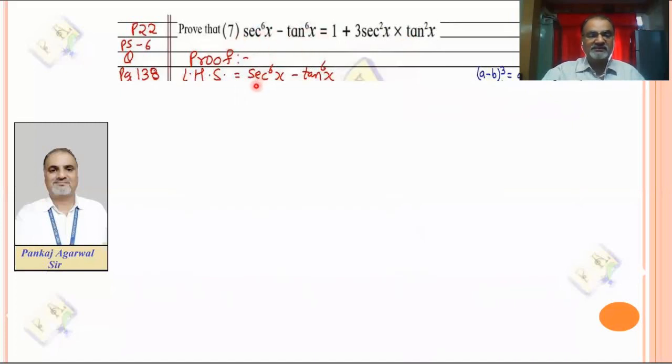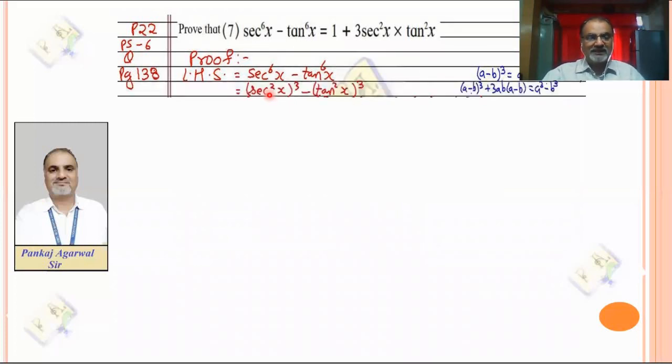So what is LHS? Sec raised to 6 x minus tan raised to 6 x. Now just now we studied the formula of a cube minus b cube. So what we will do is we'll write these 2 terms as sec square x the whole cube minus tan square x the whole cube. So what is the a cube minus b cube formula we have studied? It is a minus b the whole cube plus 3ab into a minus b.